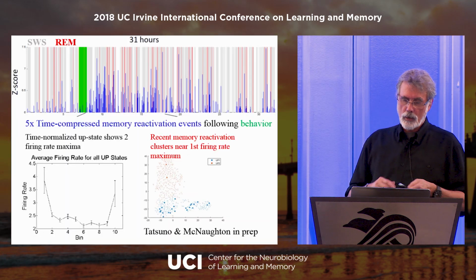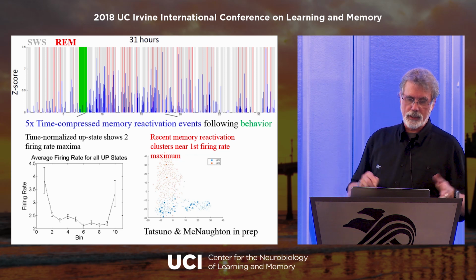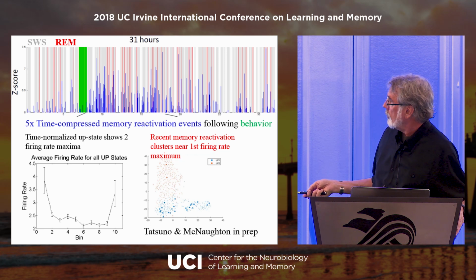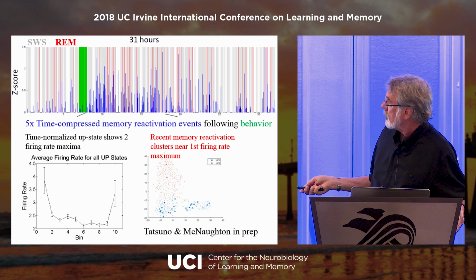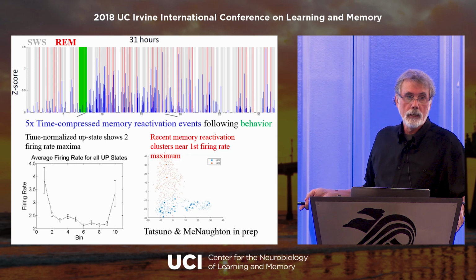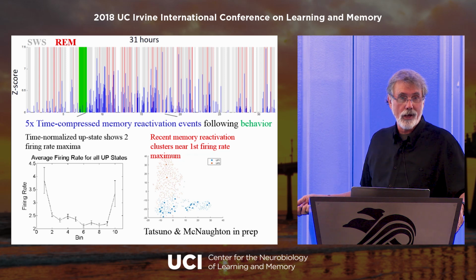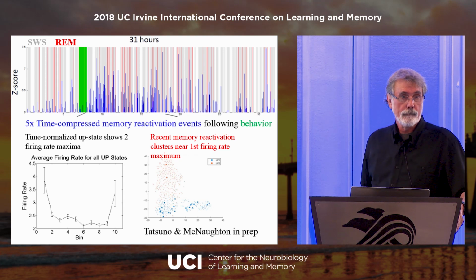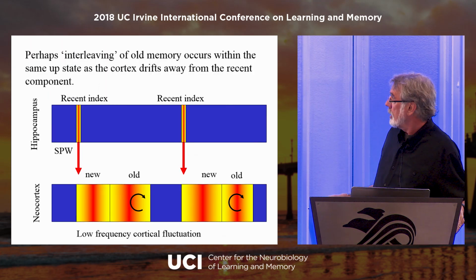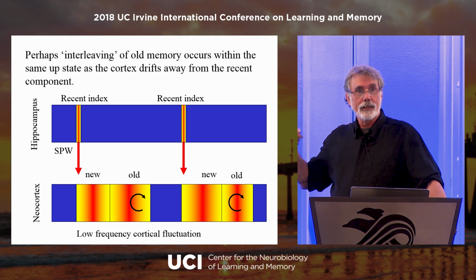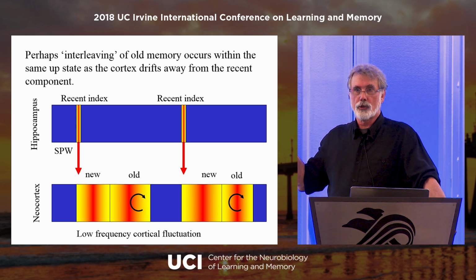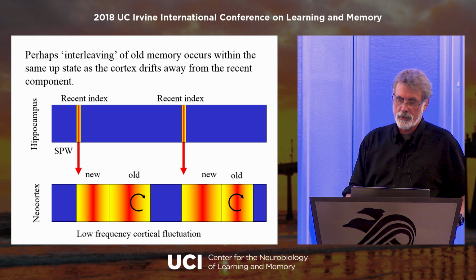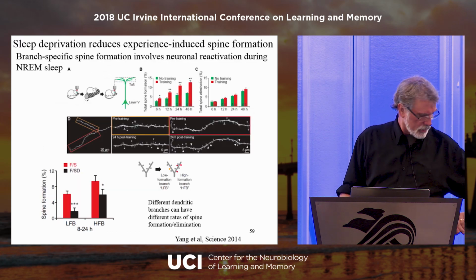And more recently, we've been looking in more detail at the characteristics of the upstate. And to make a long story short, upstates, if you normalize time, are characterized by a period of high firing rate at the beginning and high firing rate at the end before it goes down. And most of the reactivation is occurring in this initial state here. And that leads to the hypothesis that actually what might be going on in the late part of the upstate is the magical interleaving retrieval of old memories that we're looking for. So that's currently a hypothesis.